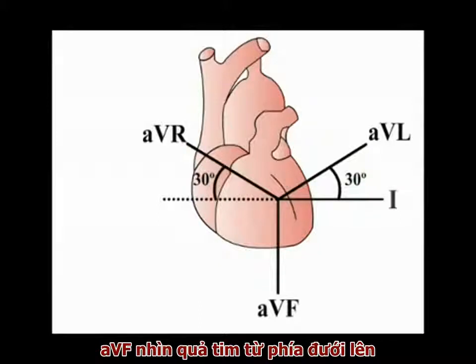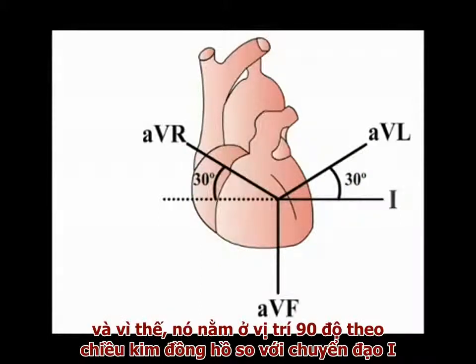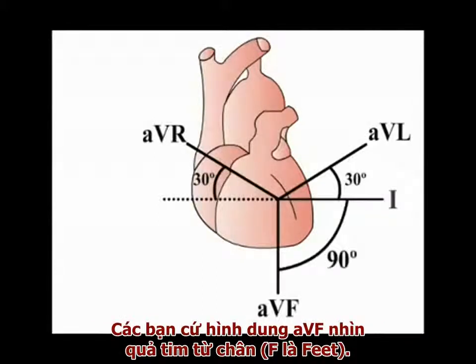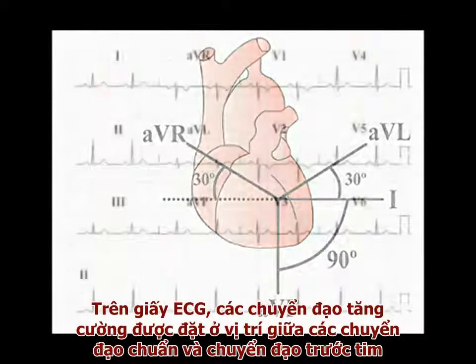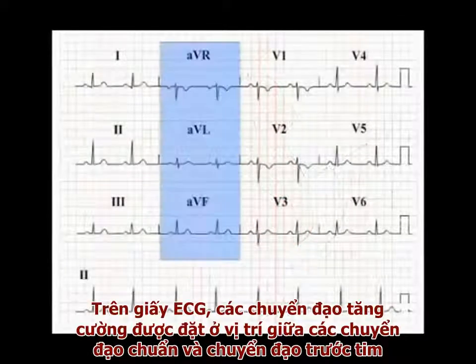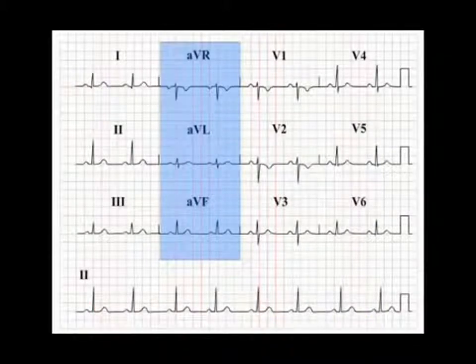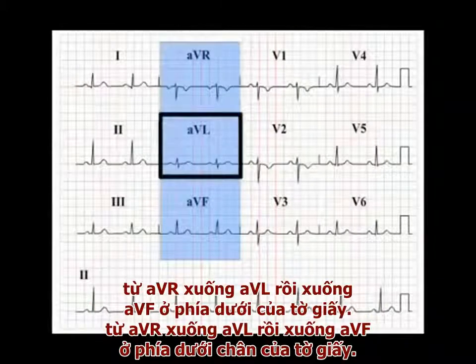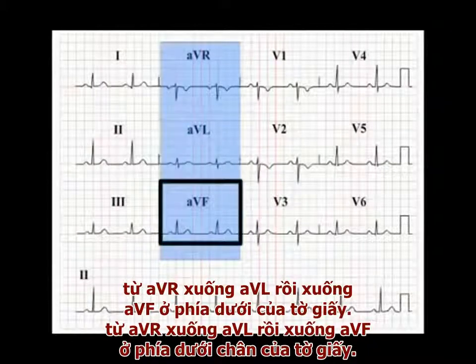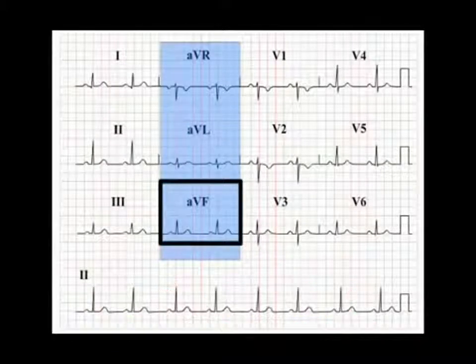AVF looks straight up at the inferior surface of the heart and is therefore at 90 degrees clockwise from lead 1. Think of AVF as looking straight up at the heart from the feet. F is for feet. The ECG readout, recordings from the augmented leads are positioned between the standard leads and the chest leads, from AVR to AVL, and down to AVF at the foot of the page.